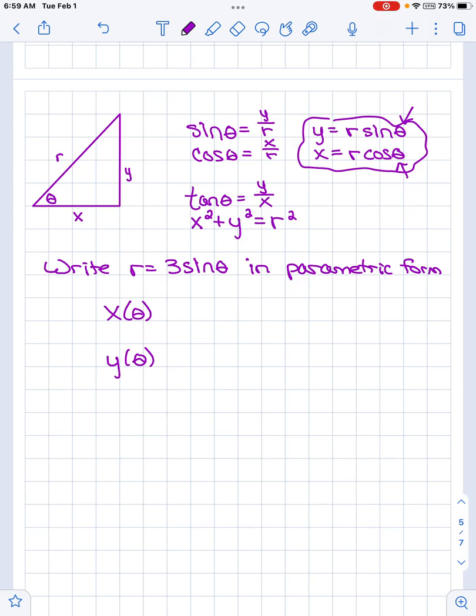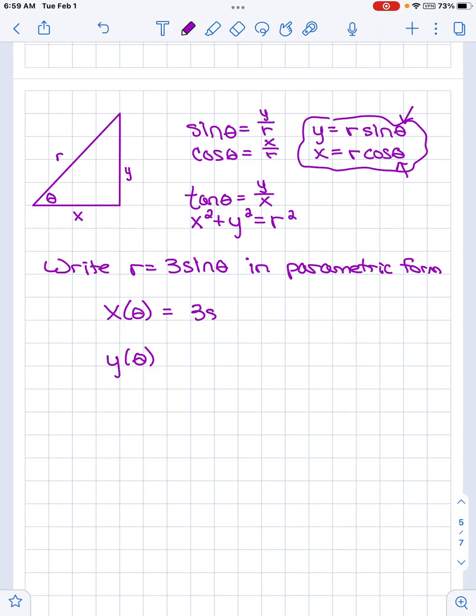All right, so let's plug some things in that we know. We know that x is equal to r times the cosine of theta. Well, in our case, r is 3 sine theta, and then times cosine theta. If we look at y, it is r times the sine of theta. In this case, r is 3 sine theta multiplied by the sine of theta. Let's simplify that just a little bit more: 3 sine squared theta. Okay, but what do we do with that?